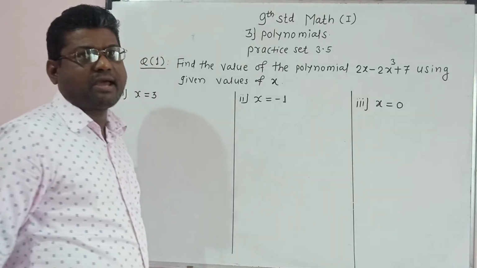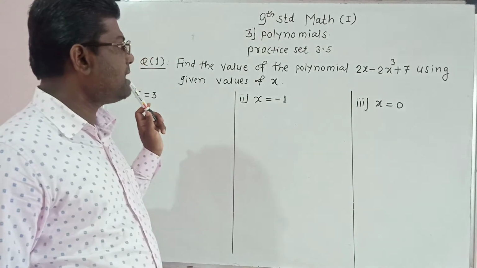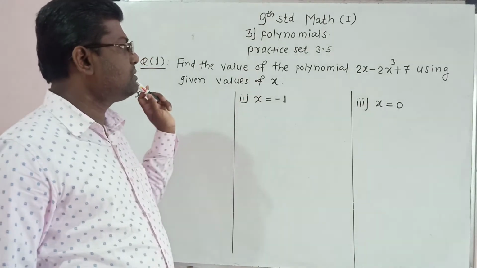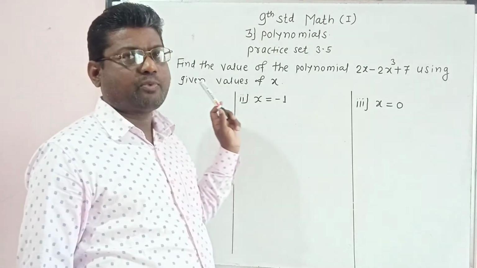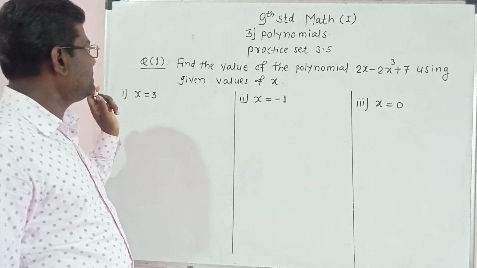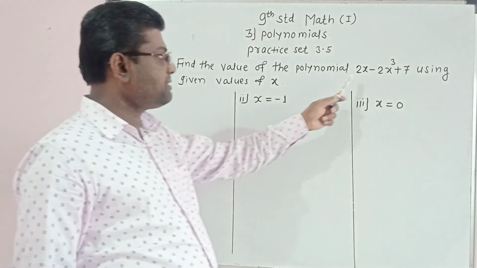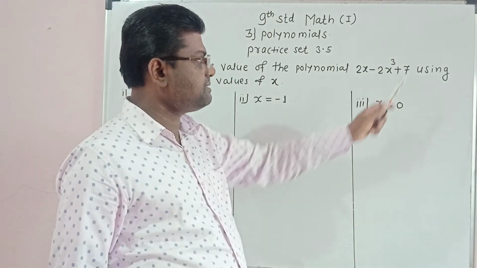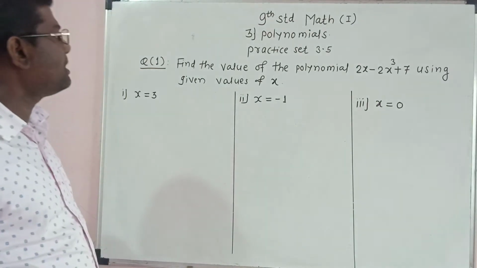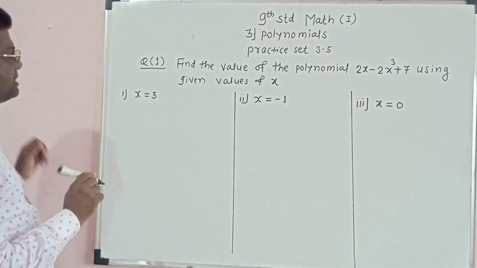Ninth standard maths part first, lesson number 3, polynomials, and today we are going to solve practice set 3.5. In this practice set, question number 1 is find the value of the polynomial 2x minus 2x cube plus 7 using the given values of x. Number 1 is x is equal to 3.